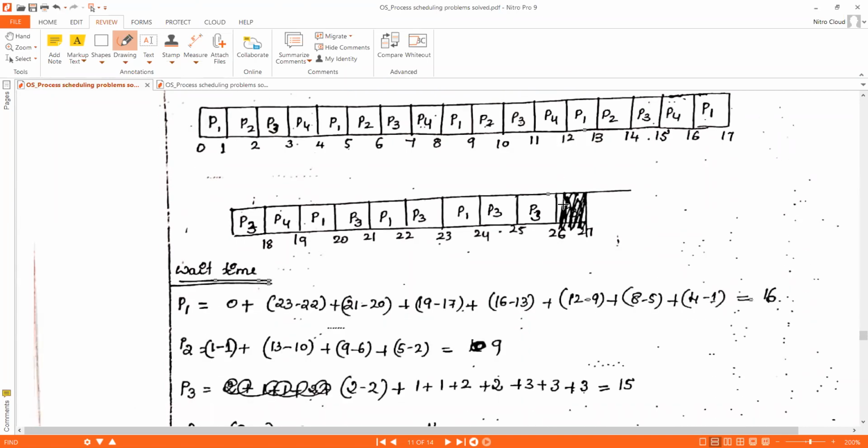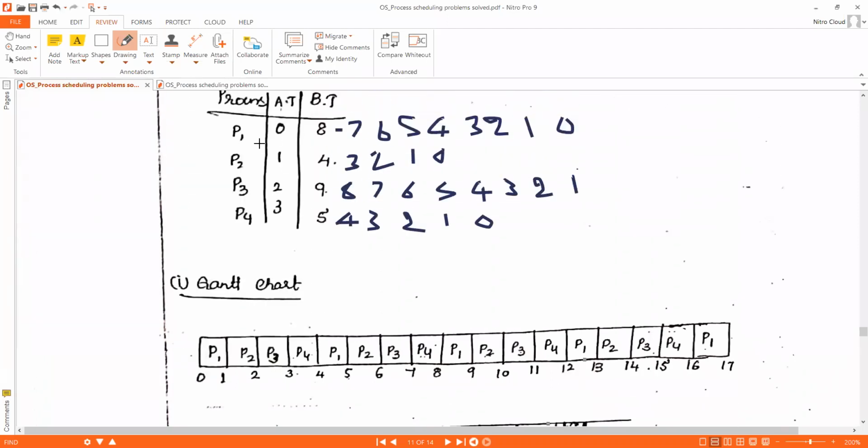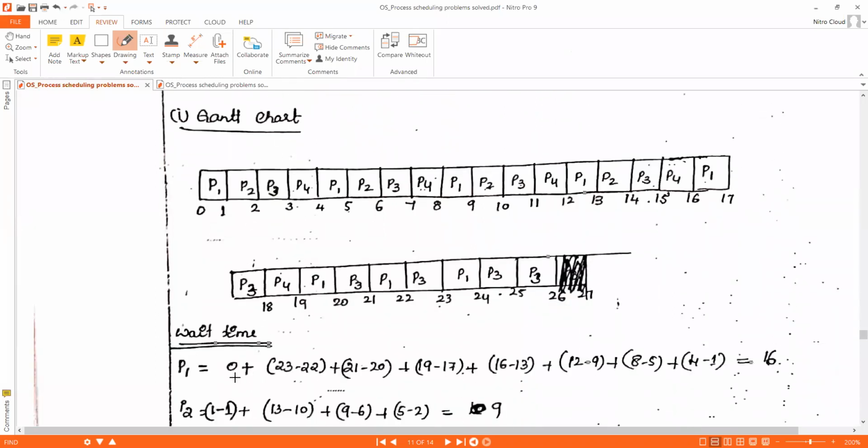Now we'll find the waiting time. How to find the waiting time? We have discussed, right? Process 1's waiting time is the sum of its allotted time minus its arrival time. What is process 1's allotted time? It is 0. What is process 1's arrival time? 0. 0 minus 0, it is 0, plus what is next, process 1's last allotted time? Process 1's last allotted time is 23.